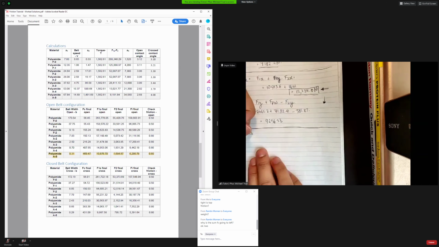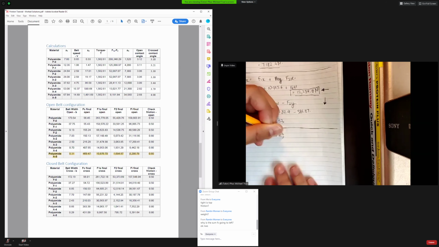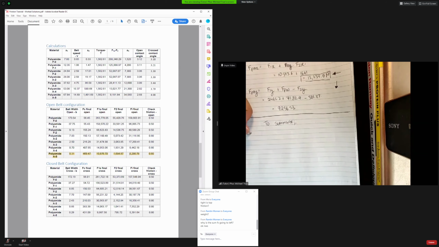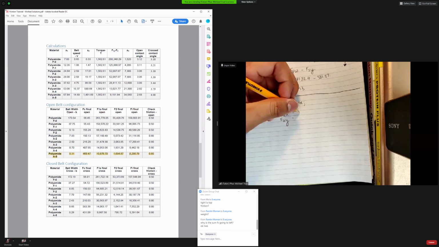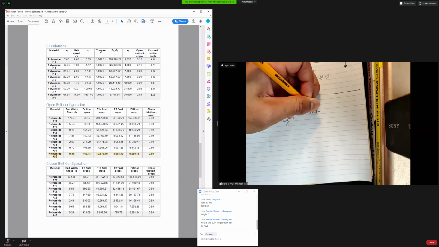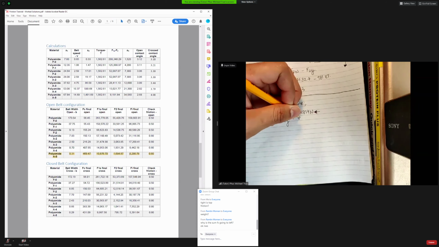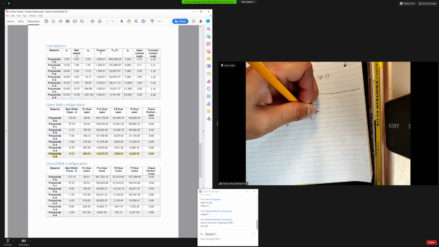All right, to summarize. Forces at gear, FGX, FGY. What have we got? I've got 854 going this direction and FGY 4399 going up.